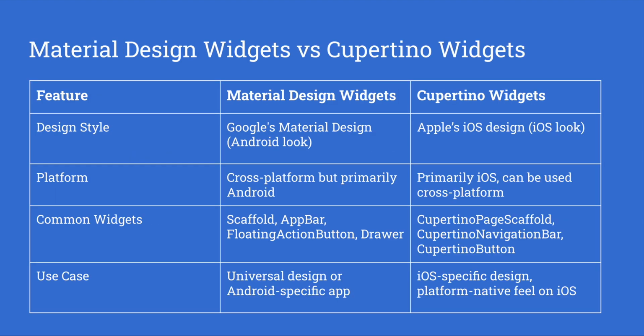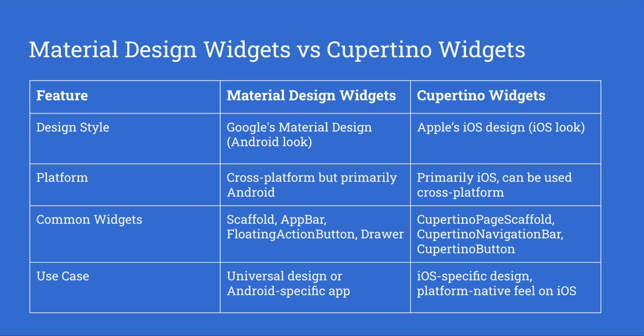Okay, so the main key difference between Material Design widgets and Cupertino widgets is this: Google's Material Design is the Material design, and Apple's iOS design is the Cupertino design. Material can be used cross platform but is primarily for Android, and Cupertino is primarily for iOS, though it can be used cross platform. The Material design has Scaffold, App Bar, Floating Action Button, Drawer, and the Cupertino widgets are Cupertino Page Scaffold, Cupertino Navigation Bar, Cupertino Buttons. So Material Design is a universal design or Android-specific app design. The Cupertino widget is an iOS-specific design with a platform-native feel on iOS.